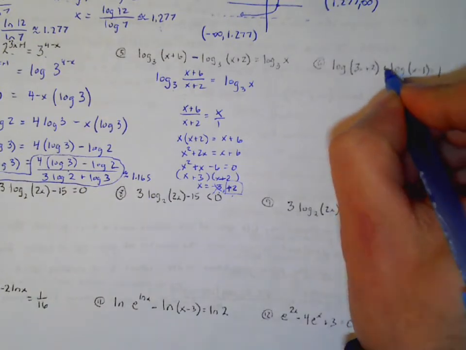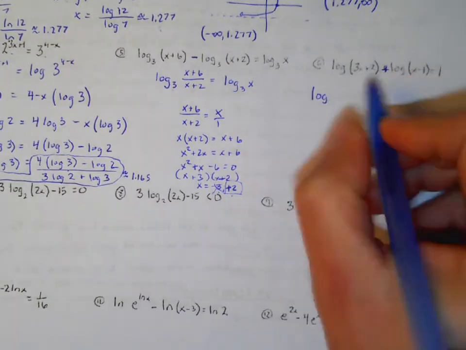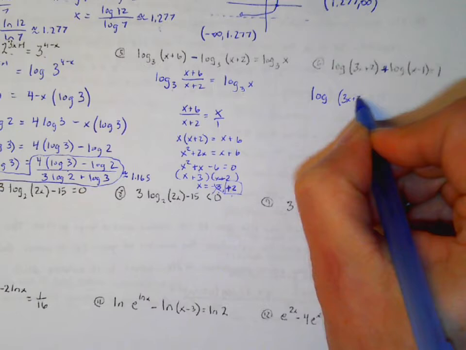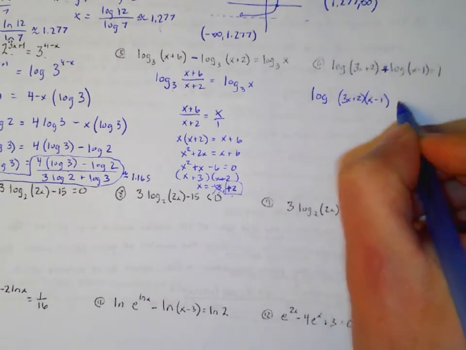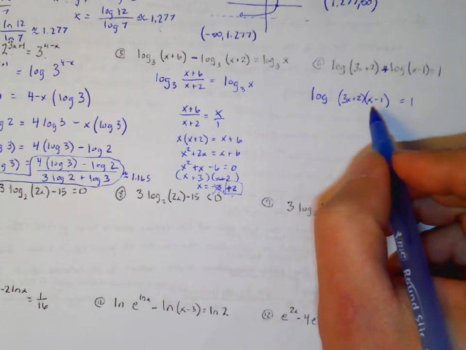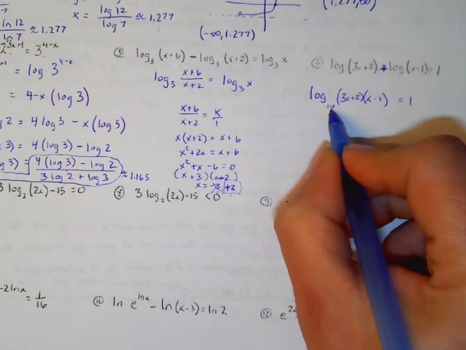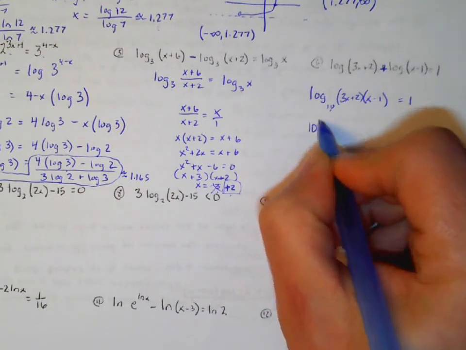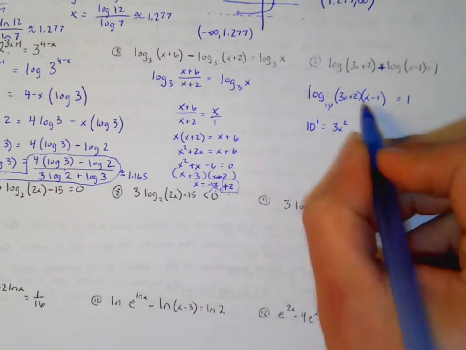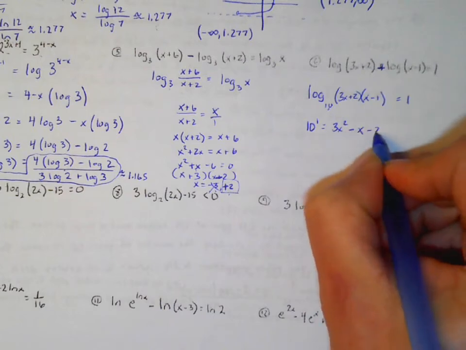Since this is plus there, we're going to use the product rule. I know this is log base 10, the common log, of 3x plus 2 times x minus 1. Since I know this is base 10, let's rewrite it as an exponent. So 10 to the first is equal to this part. And I'm going to multiply it together here. So it'd be 3x squared minus 3x plus 2x would be minus 1x minus 2.